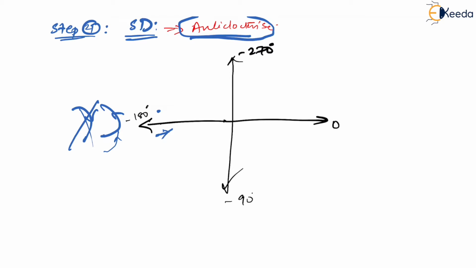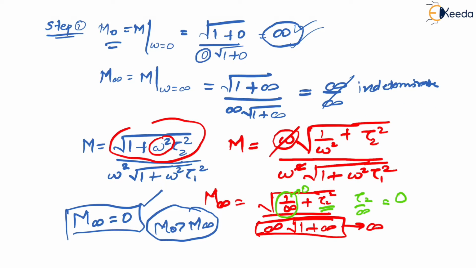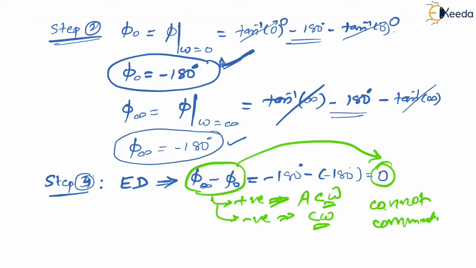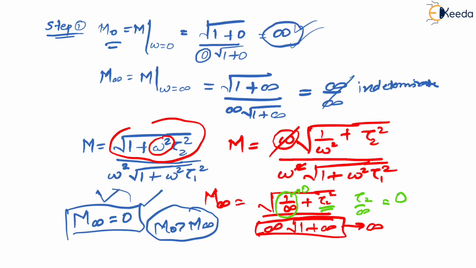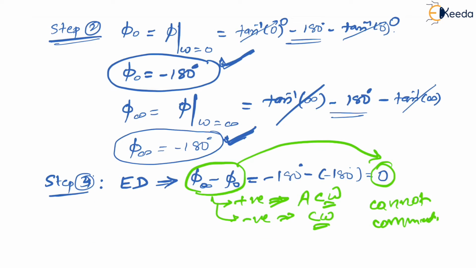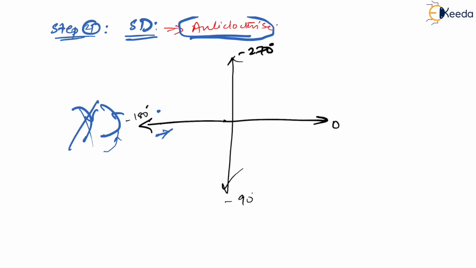Now, where will it end? If you see, M infinity is 0, and that angle is also minus 180 degrees. See here, magnitude at infinity is 0, and the phase at infinity is minus 180 degrees, which means it has to end at this point, which is the origin. Right? Now the fact is, either it can go this way or it can go this way, green.